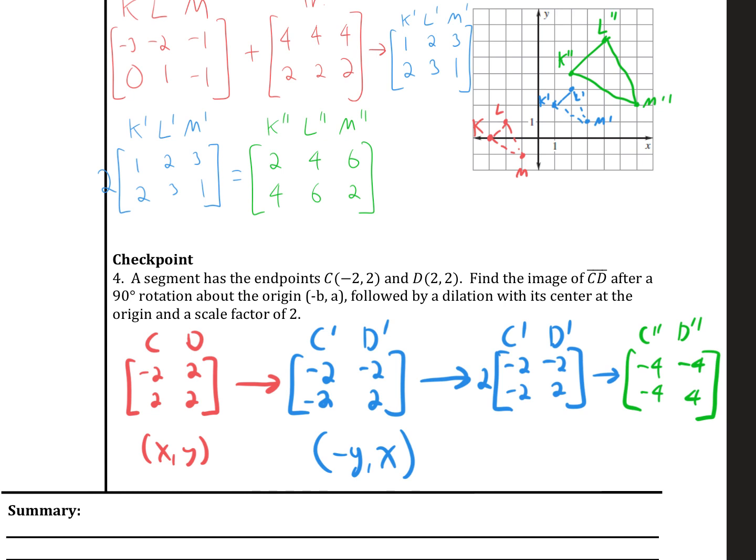All right, and that's going to be our composition of transformations, which is multiple transformations. And that's our end result.